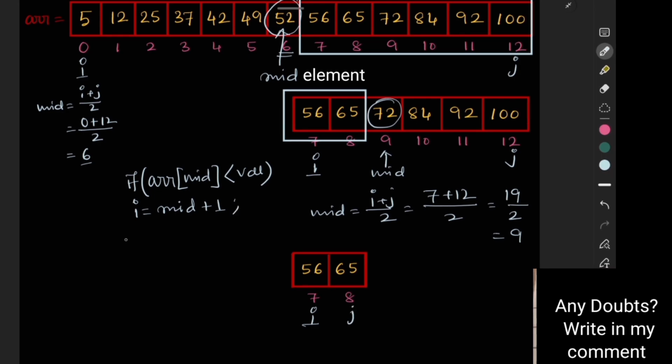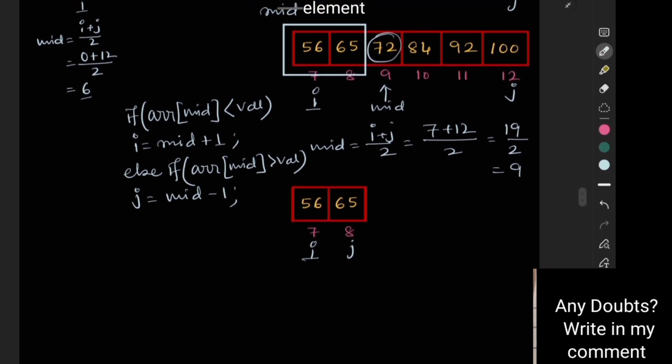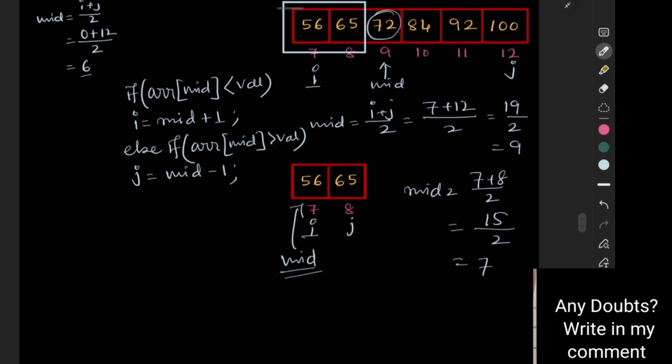Okay. So now I can say else if arr of mid is greater than val, then j will shift to the mid minus 1 index because it is the last index of the left half of middle. Now we have to find the middle element for this half. So now it is 7 because I am just taking the integer part. So 7 is also the mid index. Now we can see that now also 65 is greater than 56. That means 65 can be present in the right side of 56. Okay. That means this side.